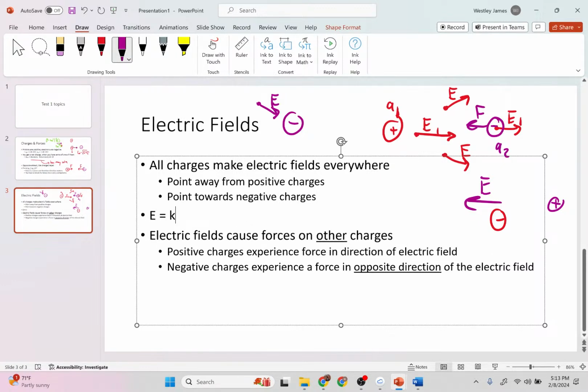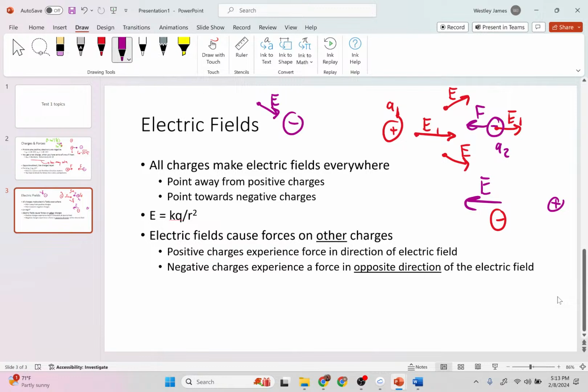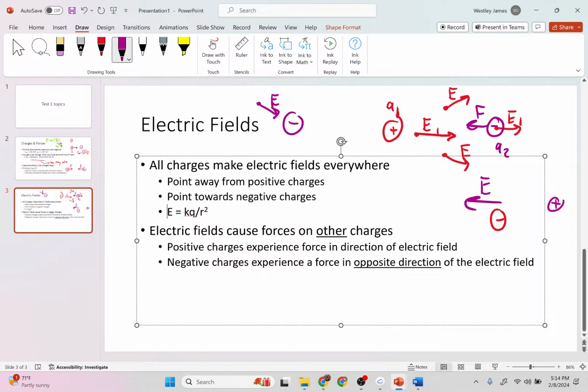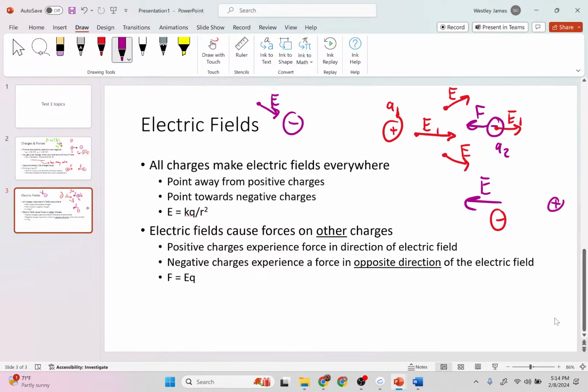And this electric field, I should have put this up here. E equals KQ over R squared. The electric field due to a point charge is E equals KQ over R squared. And then to that end, F equals E times Q. So that's the relationship there. That's the equation that goes with it.